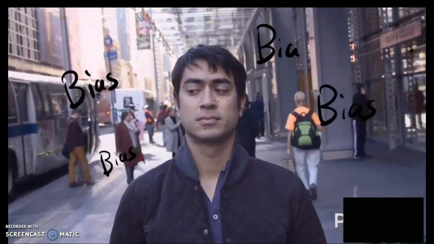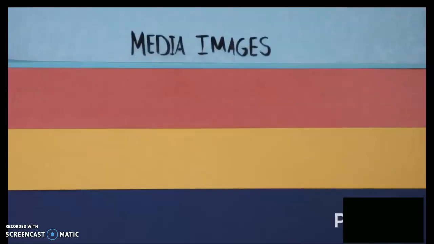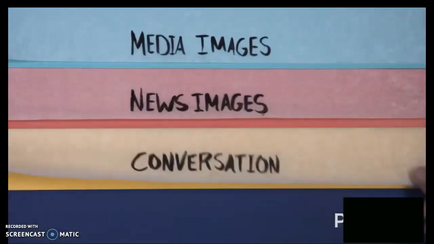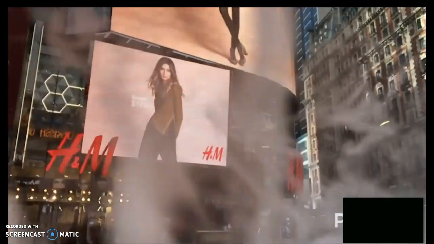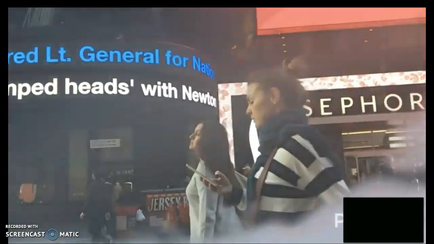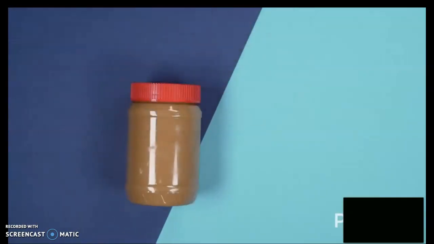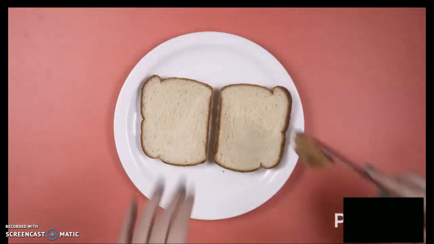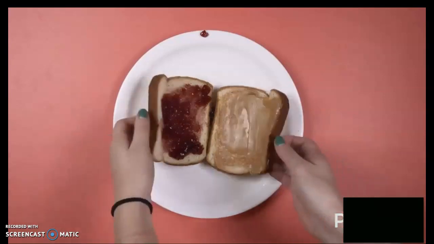Implicit bias is something that comes out of ordinary mental functioning, out of how the mind normally works. We've all grown up in a culture with media images, news images, conversations we heard at home, our education. Think of that as a fog we've been breathing our whole life. We never even realized it, what we were taking in. And that fog causes associations that lead to biases. I somehow know that if you say peanut butter, I'm going to say jelly. That's an association that's been ingrained in me because throughout my life, peanut butter and jelly are together.